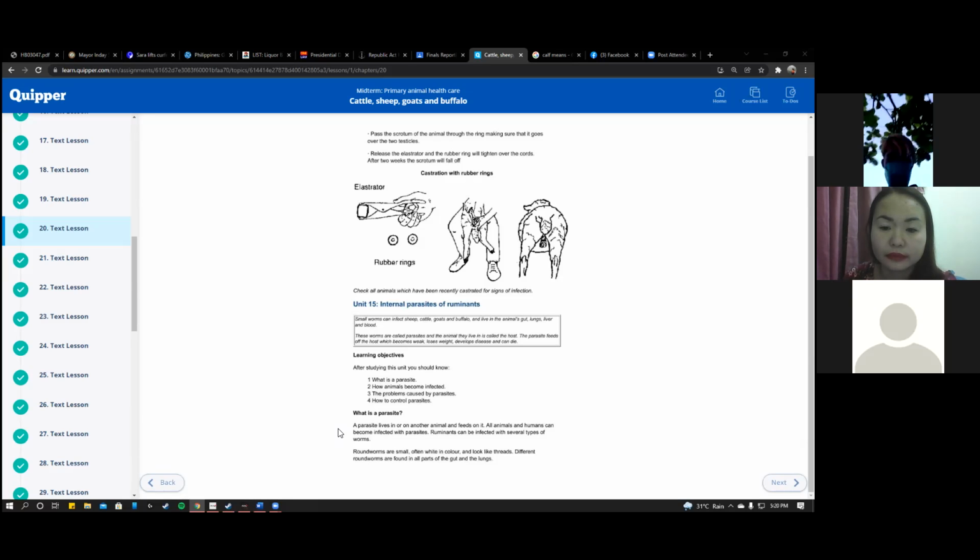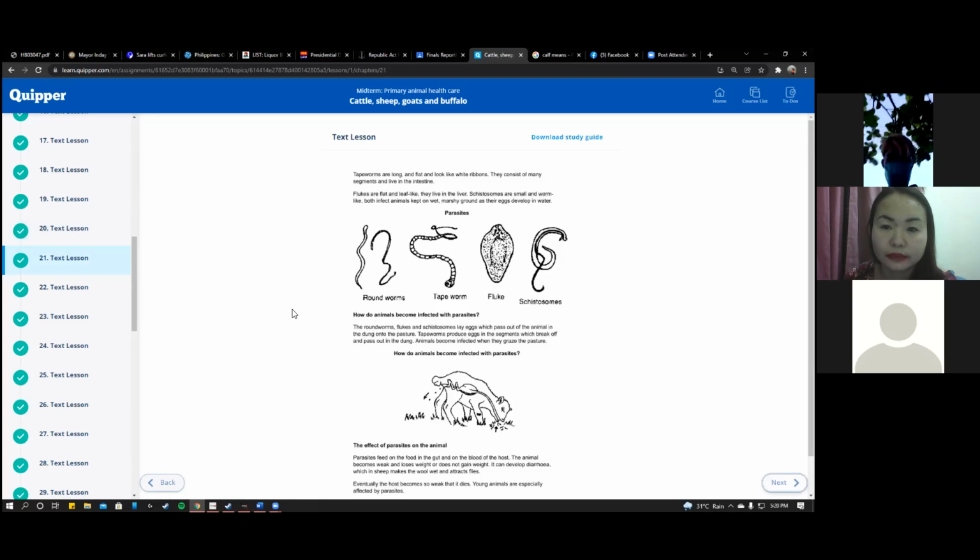Next, the tapeworms are long and flat and look like white ribbons. They consist of many segments and live in the intestine. The flukes are flat and leaf-like. They live in the liver. Schistosomes are small and worm-like. Both infect animals kept on wet, marshy ground as their eggs develop in water.